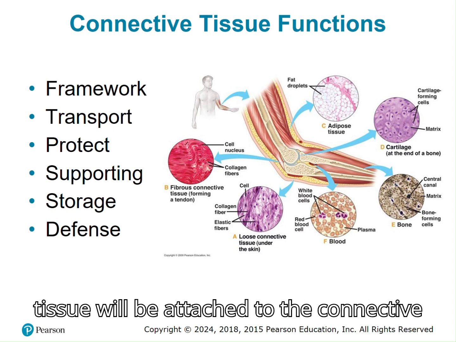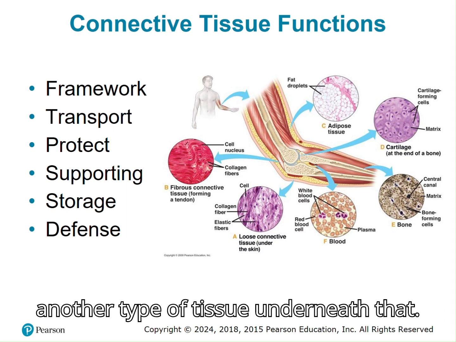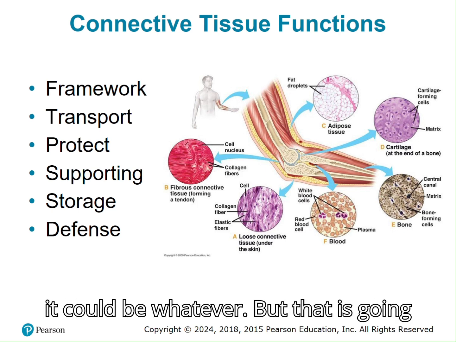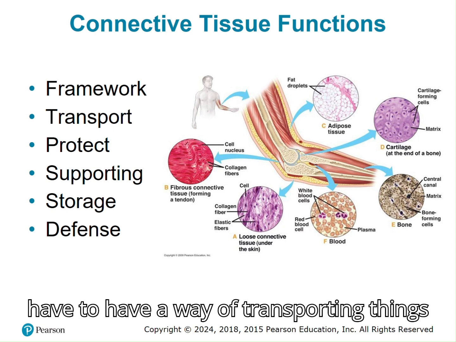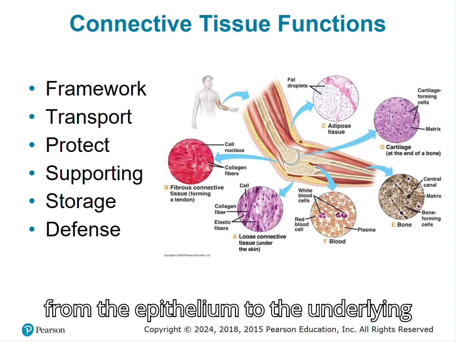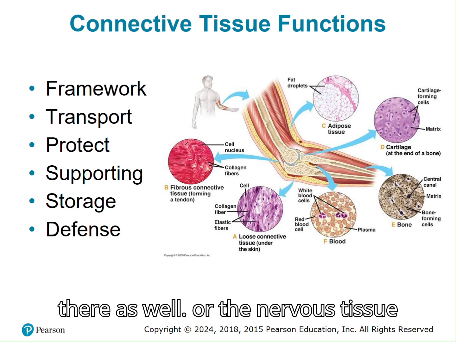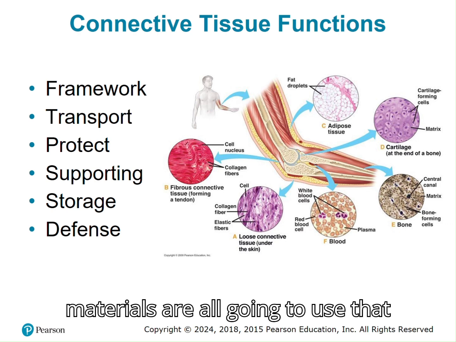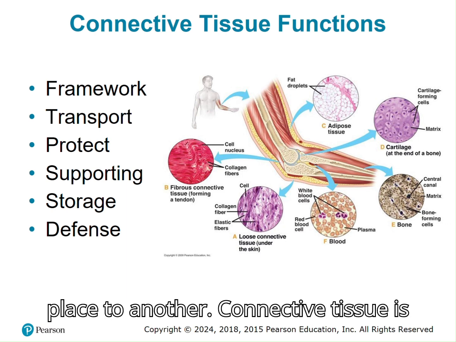So the epithelial tissue will be attached to the connective tissue underneath it. The connective tissue then in turn is going to have another type of tissue underneath that, and it could be muscle, it could be bone, it could be whatever. But that is going to act as a transport system because you have to have a way of transporting things from the epithelium to the underlying muscle or bone, or the nervous tissue that's in there. So fluids and dissolved materials are all going to use that connective tissue as a means of moving from one place to another.